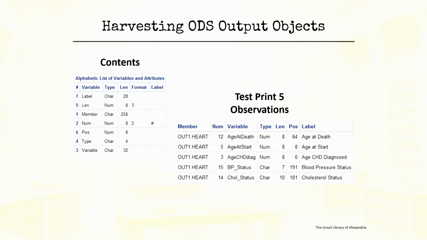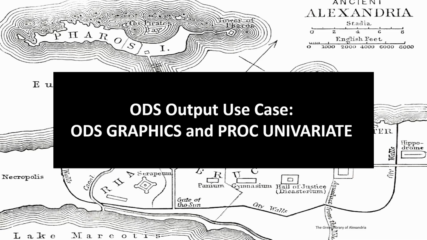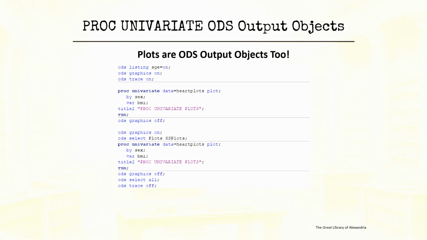So we're going to do a little tiny use case just to show that plots are ODS output objects too. So you can actually save, do the same thing where you save these plots here.